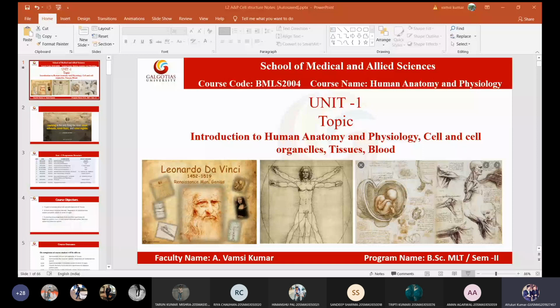So coming to the point. These are the 3 textbooks, as you already know. You can refer either Essentials of Medical Physiology, Chaurasia, or Ross and Wilson for Anatomy and Physiology. All 3 textbook links I have given in the same PPT, so you can download whenever you want.